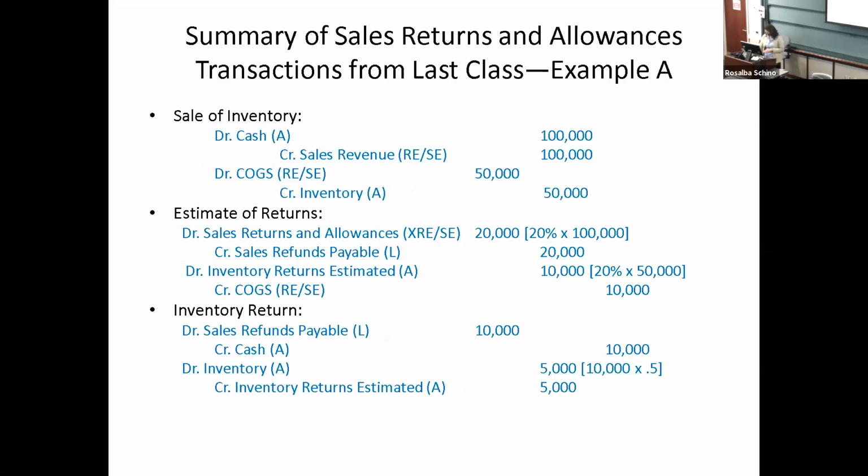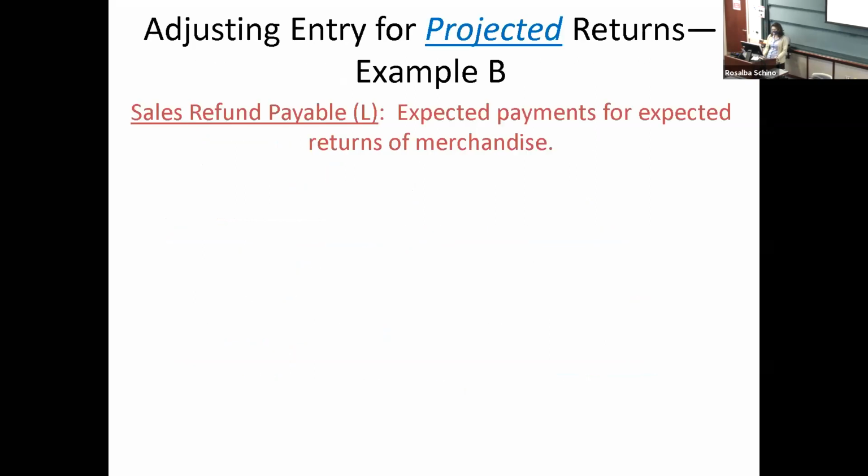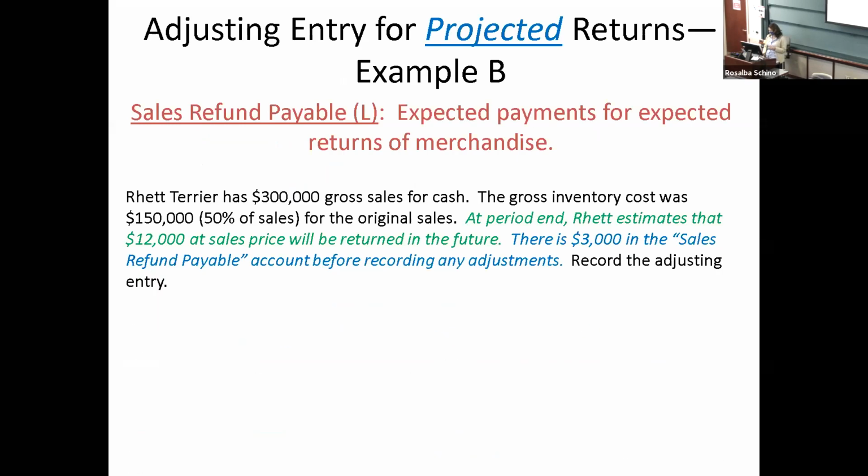So that's what we're going to be looking at in the next slides. All right. So let's assume that we are going to adjust for projected returns. This is example B, and we're going to be focusing on the sales refund payable. Let's assume that Rhett Terrier has $300,000 of gross sales for cash. The gross inventory cost was $150,000 of the original price. So your cost of goods sold is 50% of the gross sale, and you have a gross margin of 50%. At the period end, Rhett estimates that $12,000 at sales price will be returned in the future.